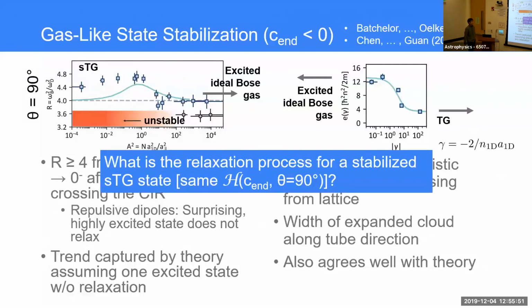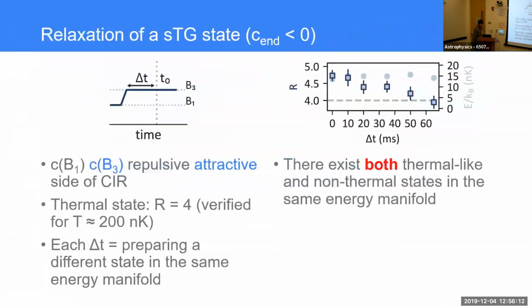So now we have seen how this metastable state can relax versus our dipole polarization. One natural question to ask is what the relaxation process would be for one of these specific stabilized super Tonks states. So basically, you look at the same Hamiltonian with the same C, same theta. So we designed the following experiment.